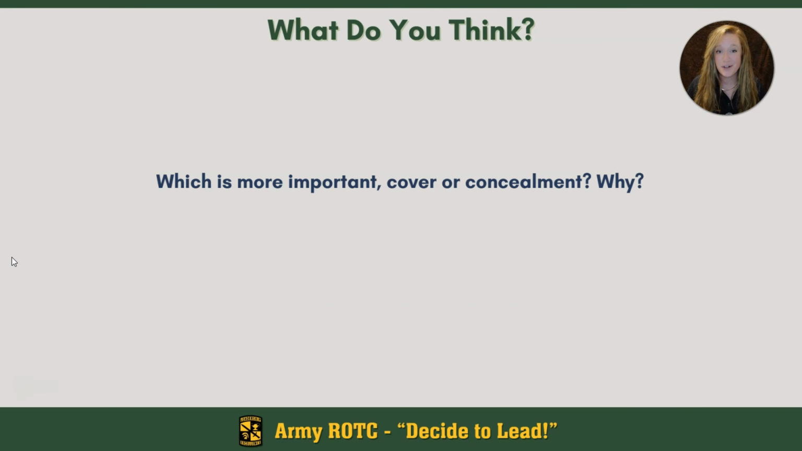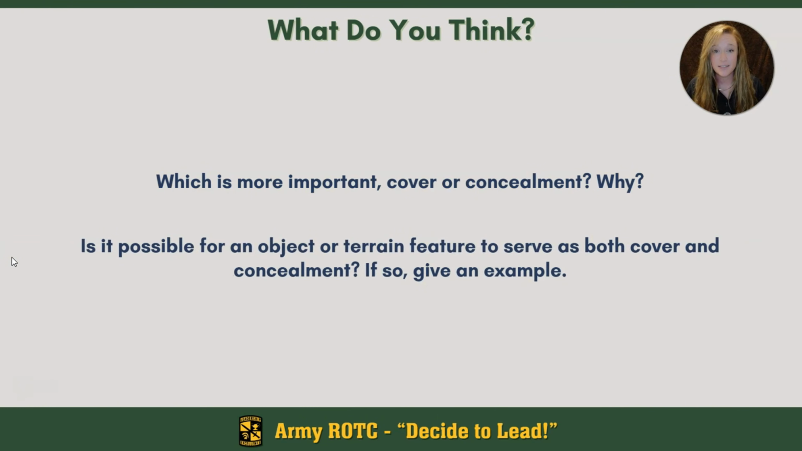Okay, so which one's more important? Probably cover, right? Concealment's great, but if you can find cover, that's what you're looking for. Now, is it possible for something to act as both cover and concealment? Well, yeah, it might be a little bit more difficult, right? It's hard to see through rocks, it's hard to see through trees, but you're being concealed and you're being covered. But we really want to try to find something that you can utilize as both. So use your brain, see if you can think of some things, and then just remember what I just said about finding and being situationally aware of what you can use for cover and concealment as you're moving through different terrains.